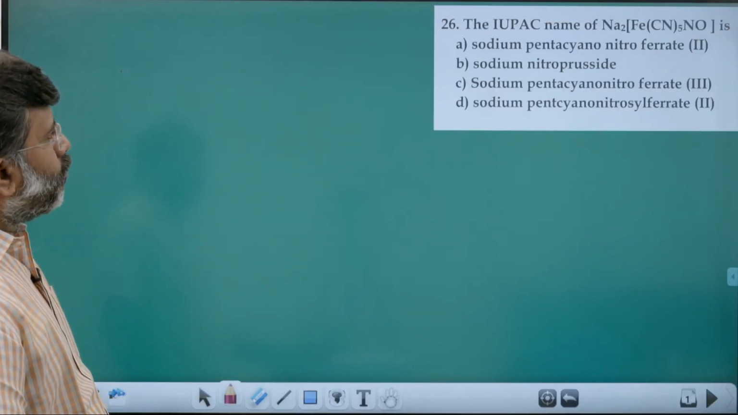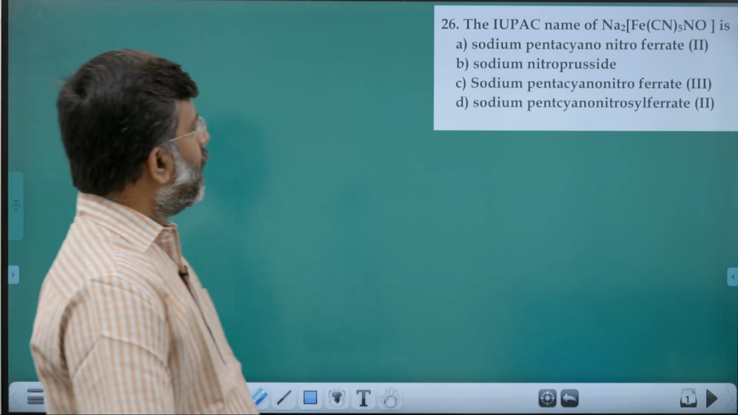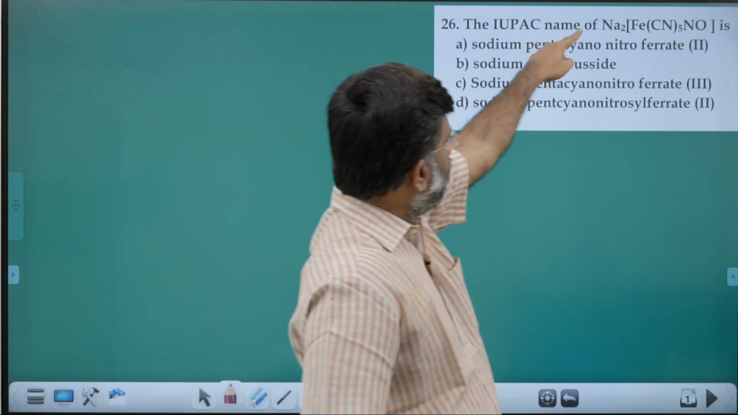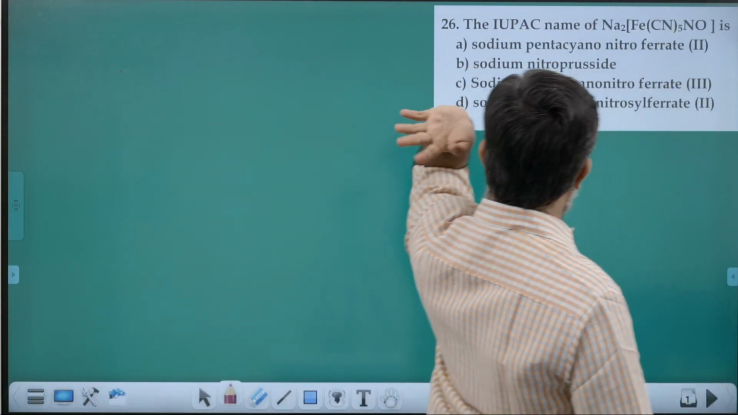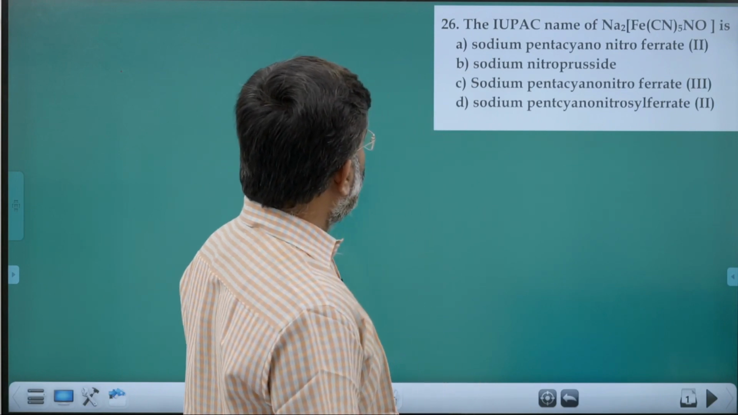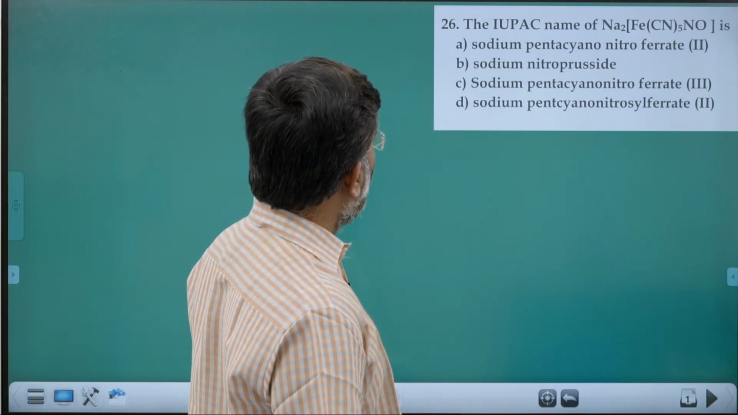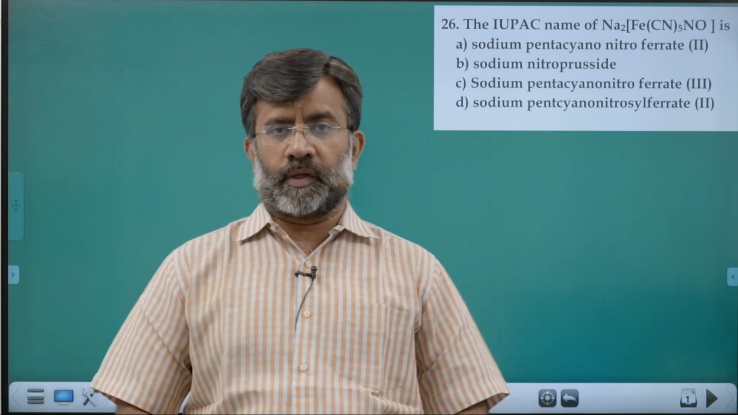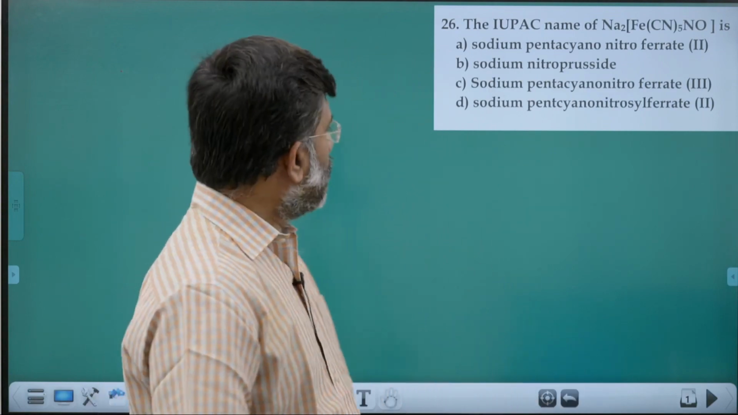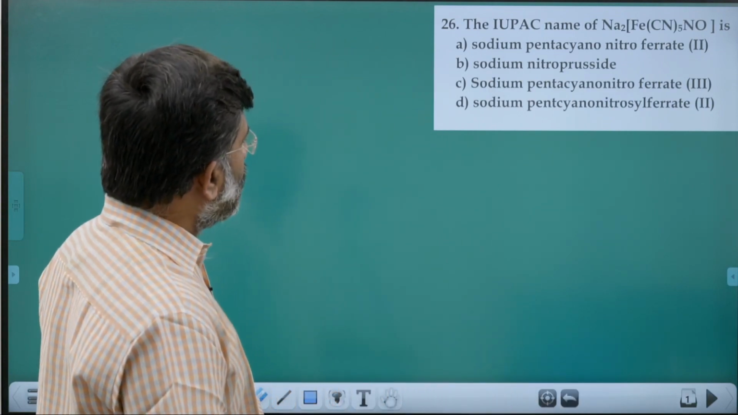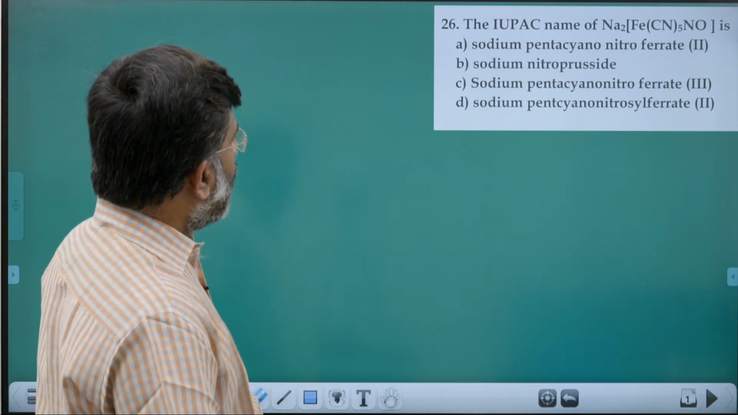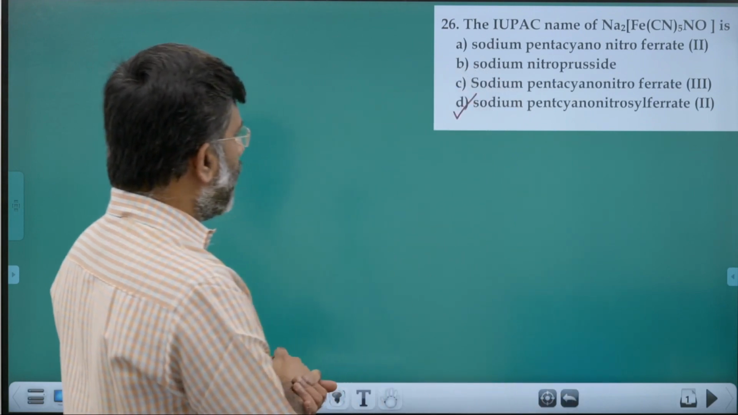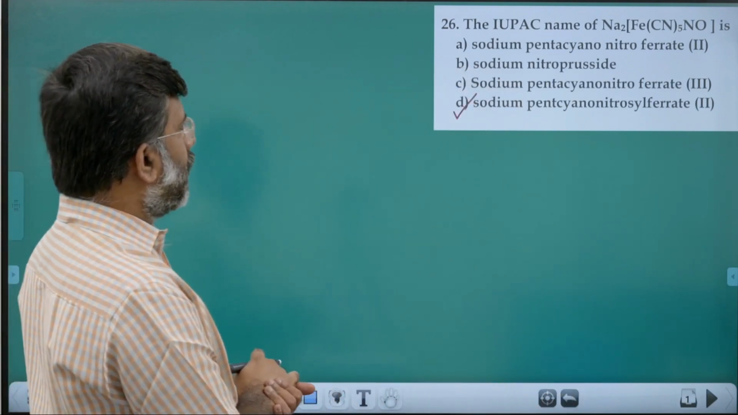IUPAC name of Na2[Fe(CN)5NO]. Sodium pentacyanide, or cyano, no problem. Cyanide is the new terminology, cyano is the old terminology. So sodium pentacyanide, nitrosyl, option D is correct. Sodium pentacyanonitrosylferrate 2.